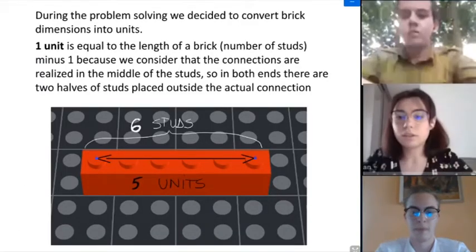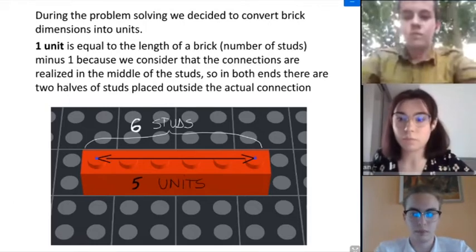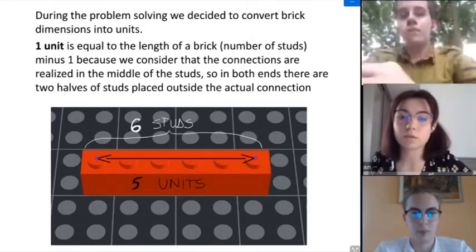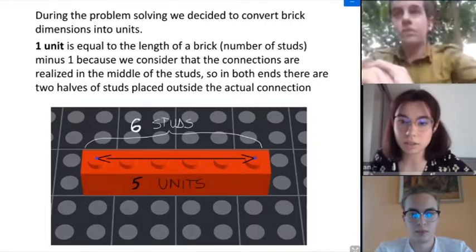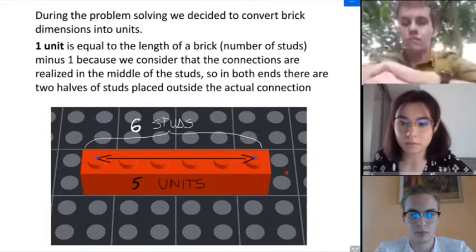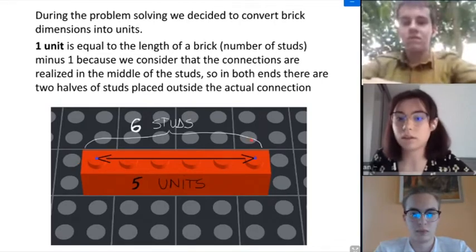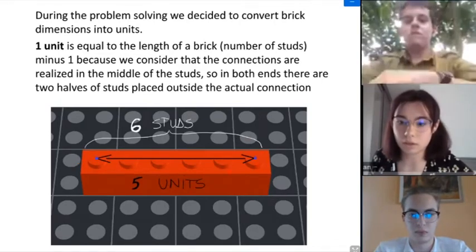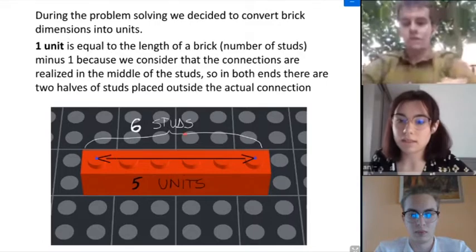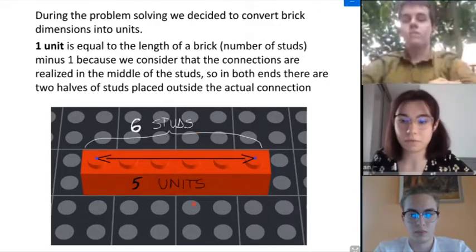Now, what is a unit? A unit is equal to the length of a brick, number of studs, minus 1, because we consider that the connections are realized in the middle of the studs. So in both ends, we have 2 halves that won't take place in the actual connection. So a brick of 6 studs is actually a brick of 5 units.